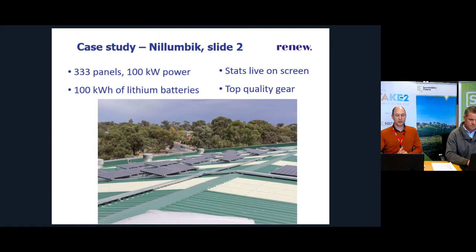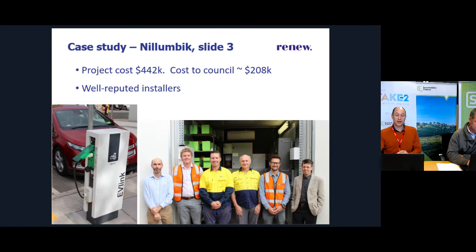It's good quality gear that they've used, and it also includes monitoring with a screen on site so that people can see what's going on with the solar on a live basis. The cost for it was about $440,000, but because of the support from the state government, the cost to the council was a fair bit less, only a bit over 200,000. And yeah, the installation team's there. In fact, the older guy in the middle has some connections with Renew, so I should put a disclaimer there, I guess.